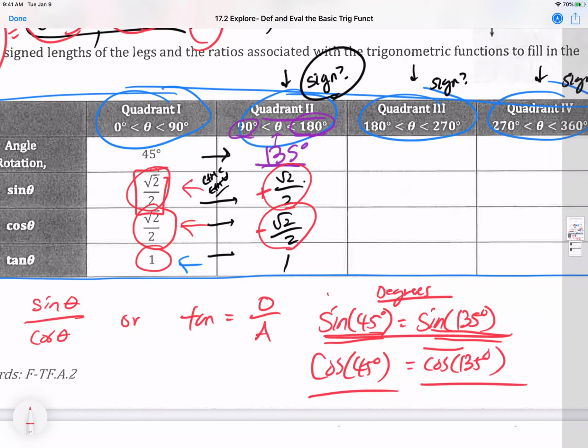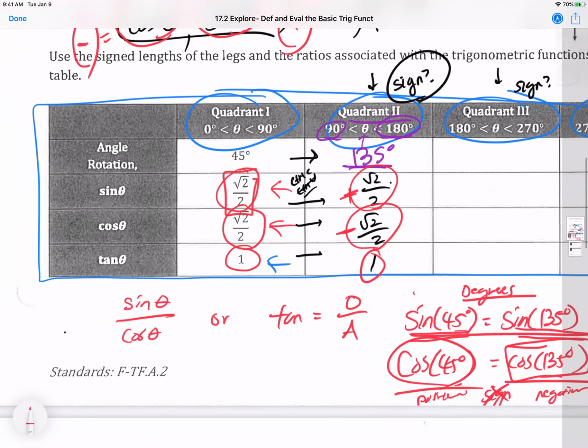The sign will be different because this will turn out to be negative and this will turn out to be positive. And that's the only thing you have to worry about. So that's negative, that's positive. Now, about your tangent. Remember what I told you before, that tangent is simply sine over cosine.